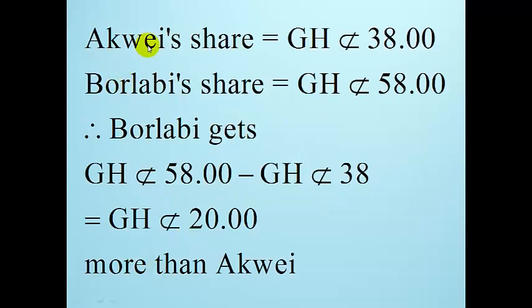Now take note that from our calculation, Akwe's share is equal to 38 Ghana cedis and Bolabi's share is equal to 58 Ghana cedis. Therefore, Bolabi gets 58 Ghana cedis minus 38 Ghana cedis, which is equal to 20 Ghana cedis more than Akwe. So it means that Bolabi gets 20 Ghana cedis more than Akwe, because the difference between Bolabi's share and Akwe's share is equal to 20 Ghana cedis.